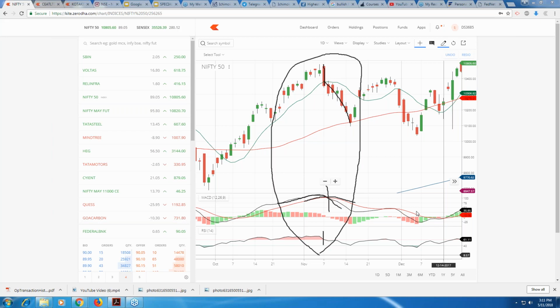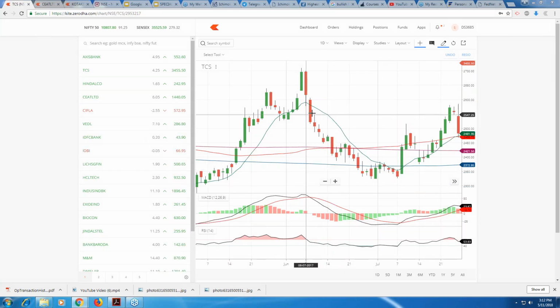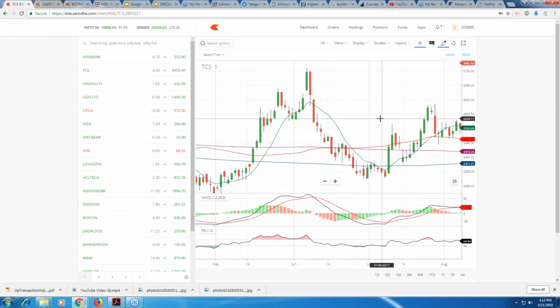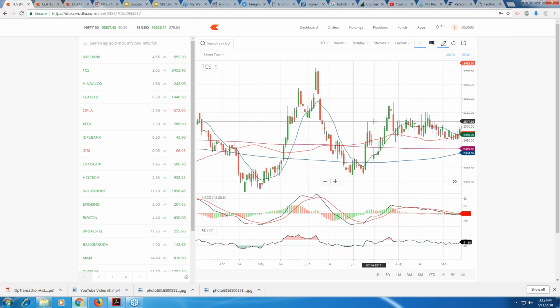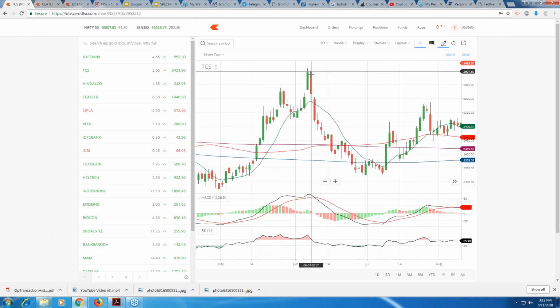Let me show you a few more. Yes, right? Look at this beautiful trade. You will be able to see that on this day there is a tweezer top and the bearish engulfing candle, MACD crossover, RSI crossover, and the stock has fallen down, right? I hope I'm making sense.